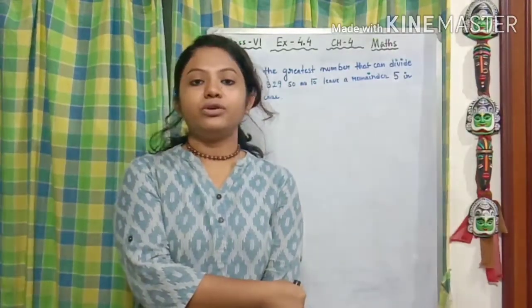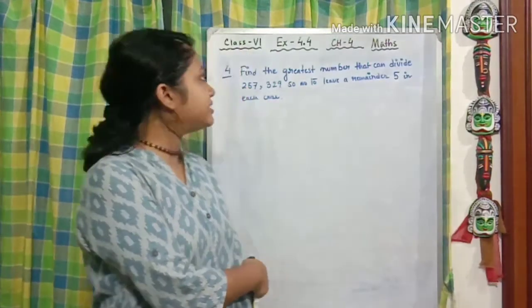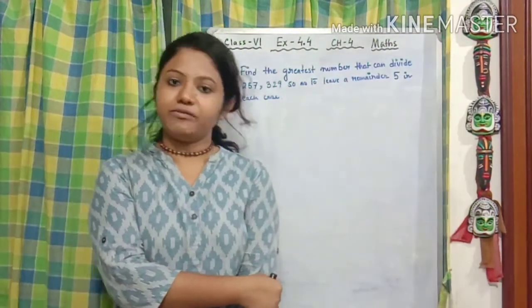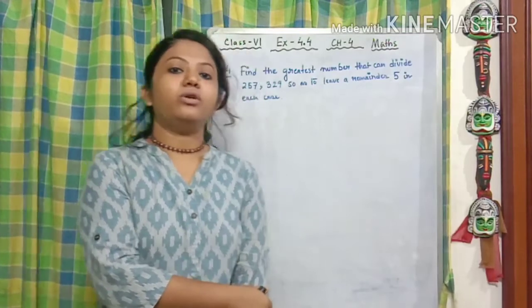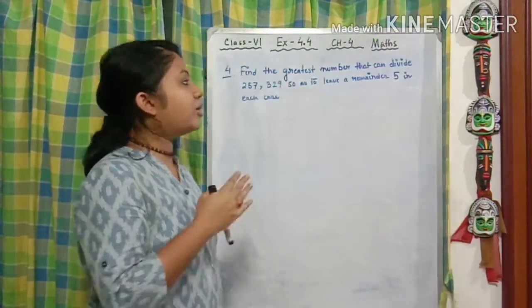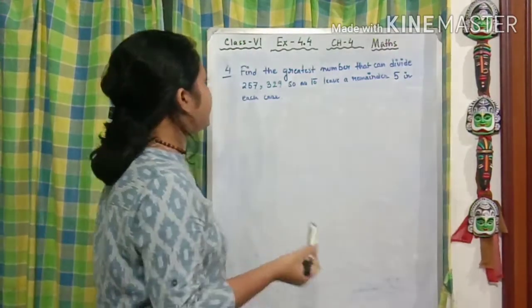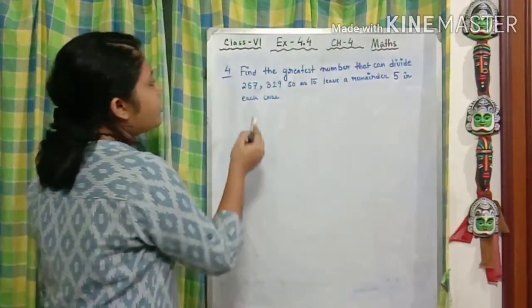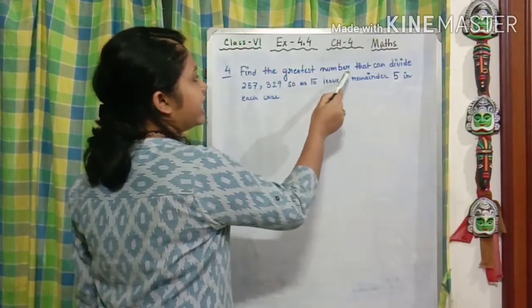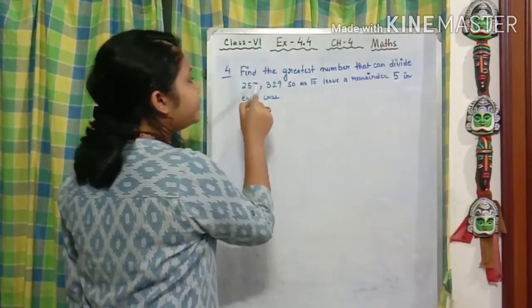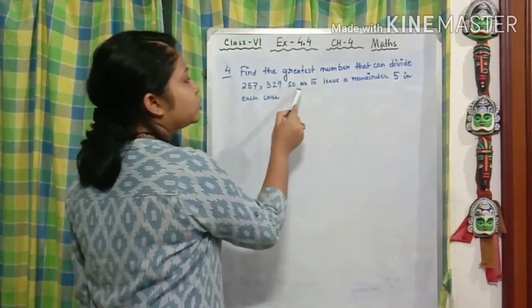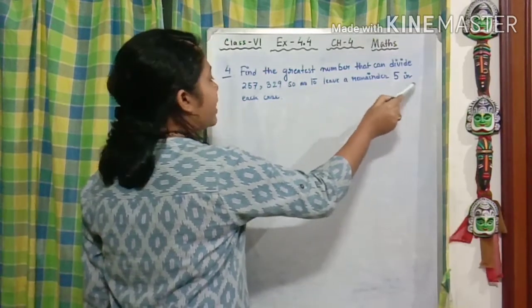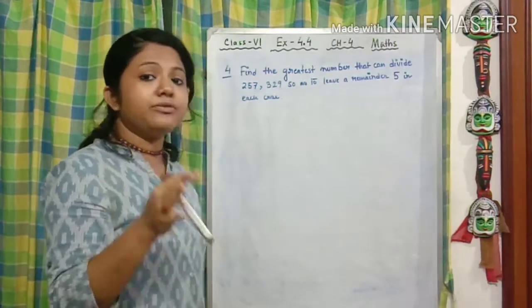So today we are going to complete exercise number 4.4, which we left in our last class. We are going to start with the problem sum number 4. What has been asked here? First, find the greatest number that can divide 257 and 329 so as to leave a remainder 5 in each case. Now listen very carefully.